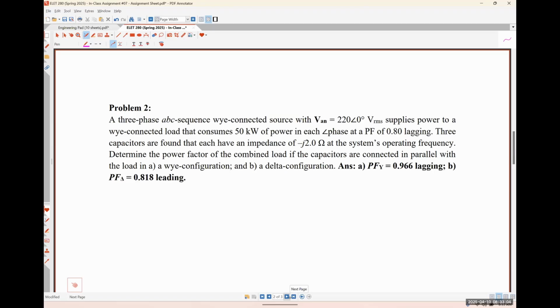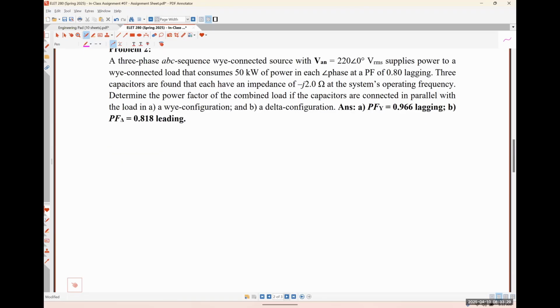We are asked to determine the power factor of the combined load, meaning the capacitor bank and the balanced load, if the capacitors are connected in a Y configuration or a delta configuration. Okay. I'll draw a picture of this system like we've done before. So I was actually told what type of voltage source I had, so I guess I'll draw that out.